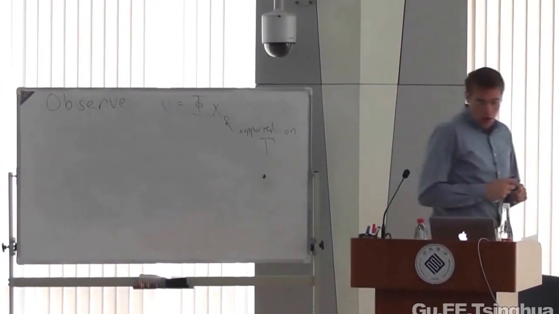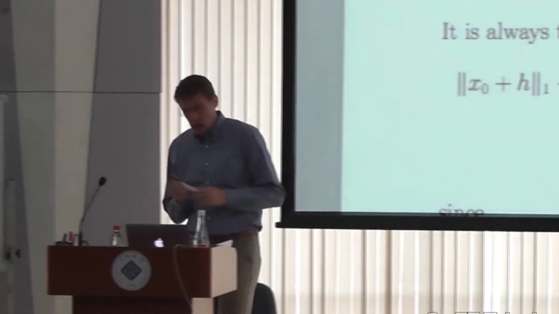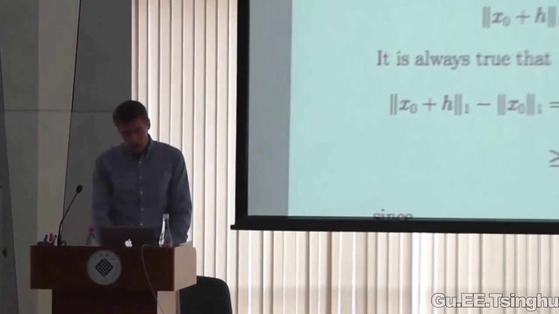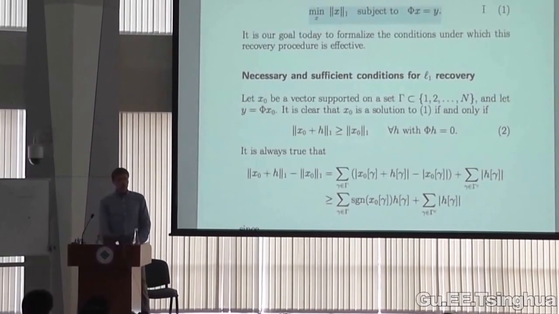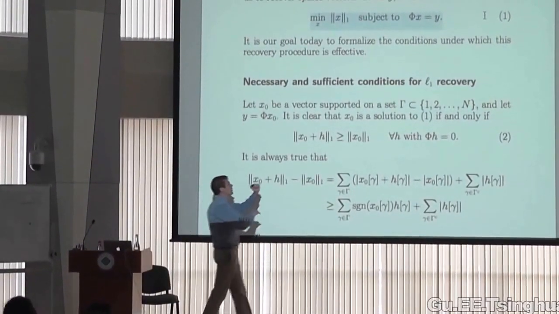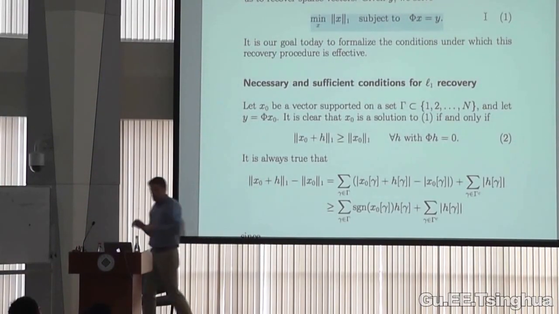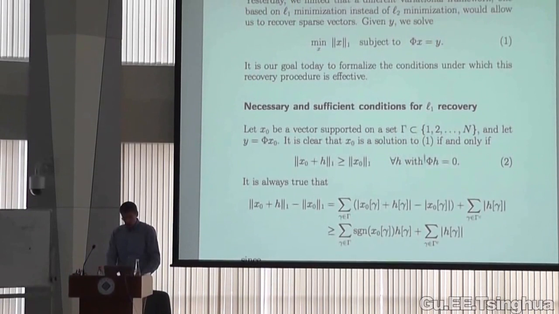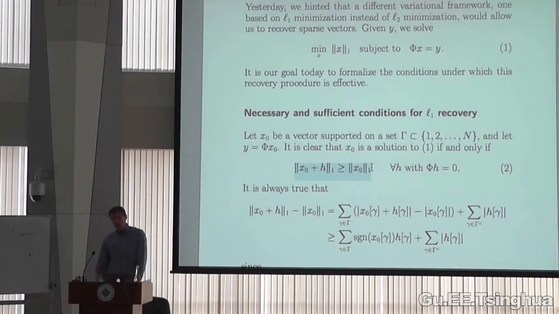Okay, so what do we need for x naught to be a solution? Tautologically, when is x naught the solution to this program? It's the solution when, for all other vectors x such that phi x equals y, x naught has the smallest L1 norm of all of them. Another way to say that is if I take any vector h that's in the null space of phi and add it to x naught, the L1 norm of that has to be greater than or equal to the L1 norm of x naught.